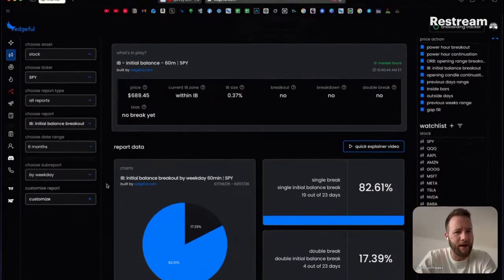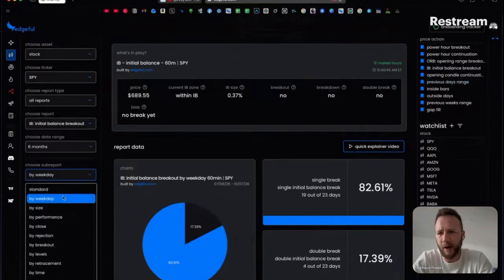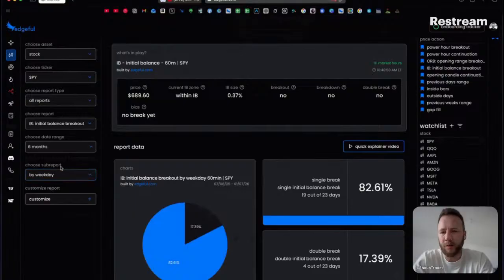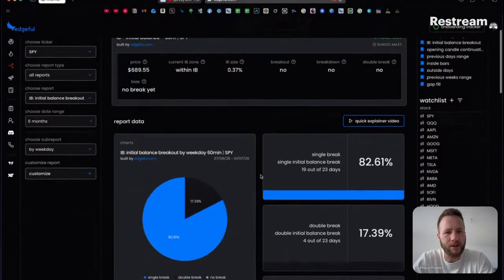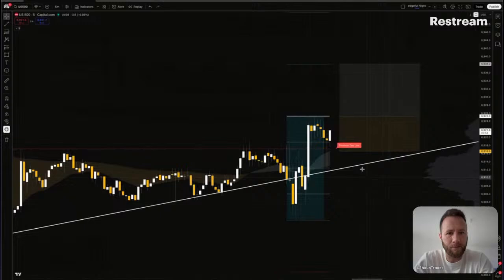Fantastic. So what we've got here is obviously the initial balance breakout report, and we've got to move down to the weekday report, sub-report, should I say, and that basically singles out all the Thursdays in the last 6 months. And you can see the data changes slightly. It's gone from 70-something percent to 82%. So the likelihood it's just going to be a single break today is 82%. And if we get that break above this line, that's 82% confirmed.